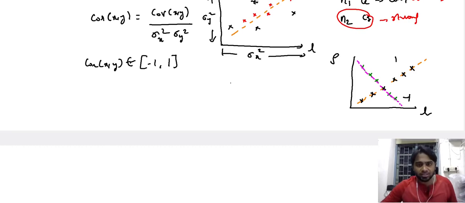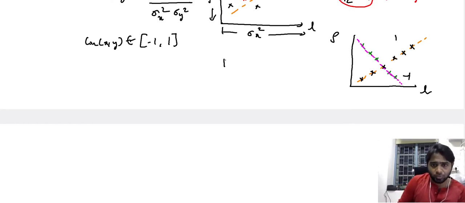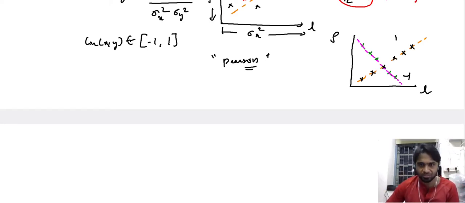So there are certain characteristic features associated with the correlation, and this is often referred to as the Pearson correlation. Some terminology that might help you: maybe when you are looking into other correlation techniques which are a bit more sophisticated than the one that we are looking into right now, it will help you to distinguish.